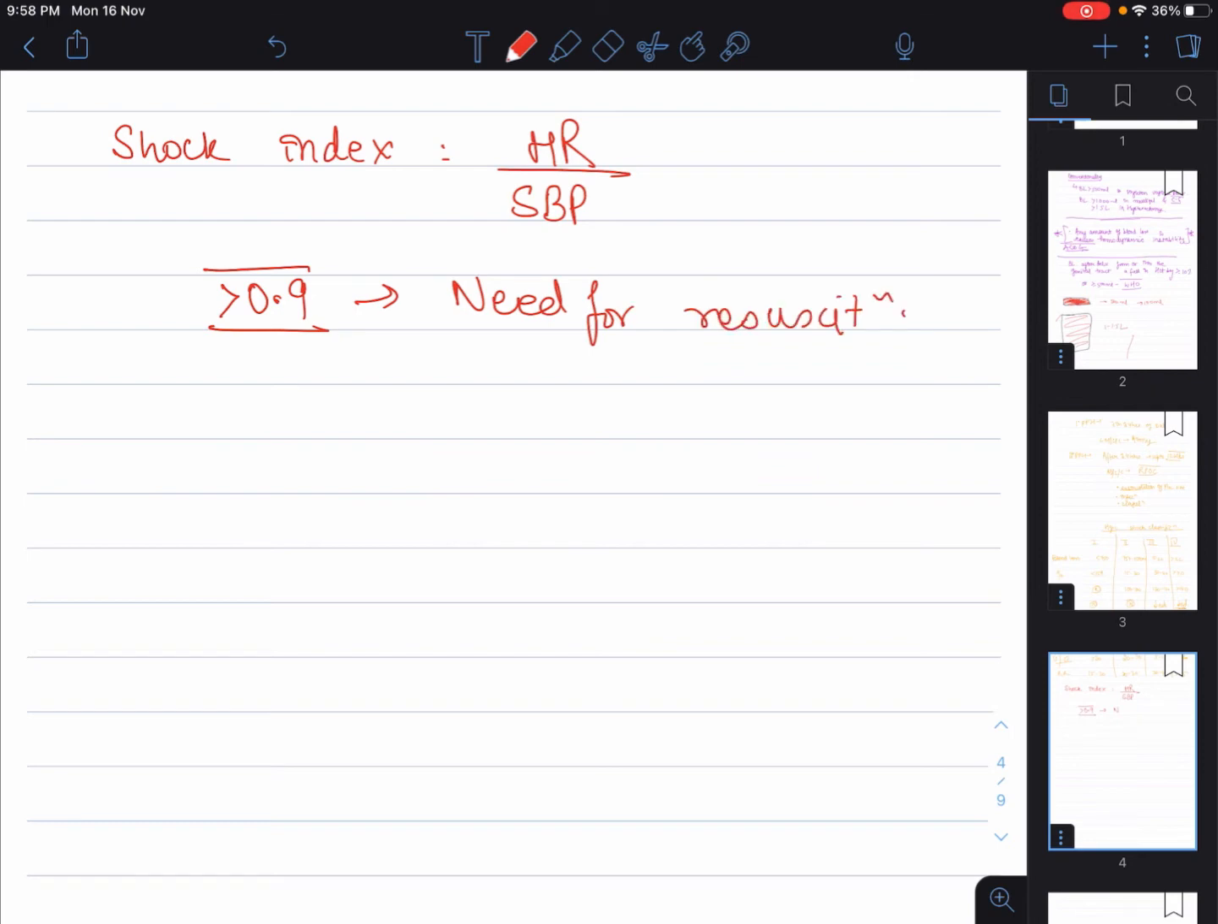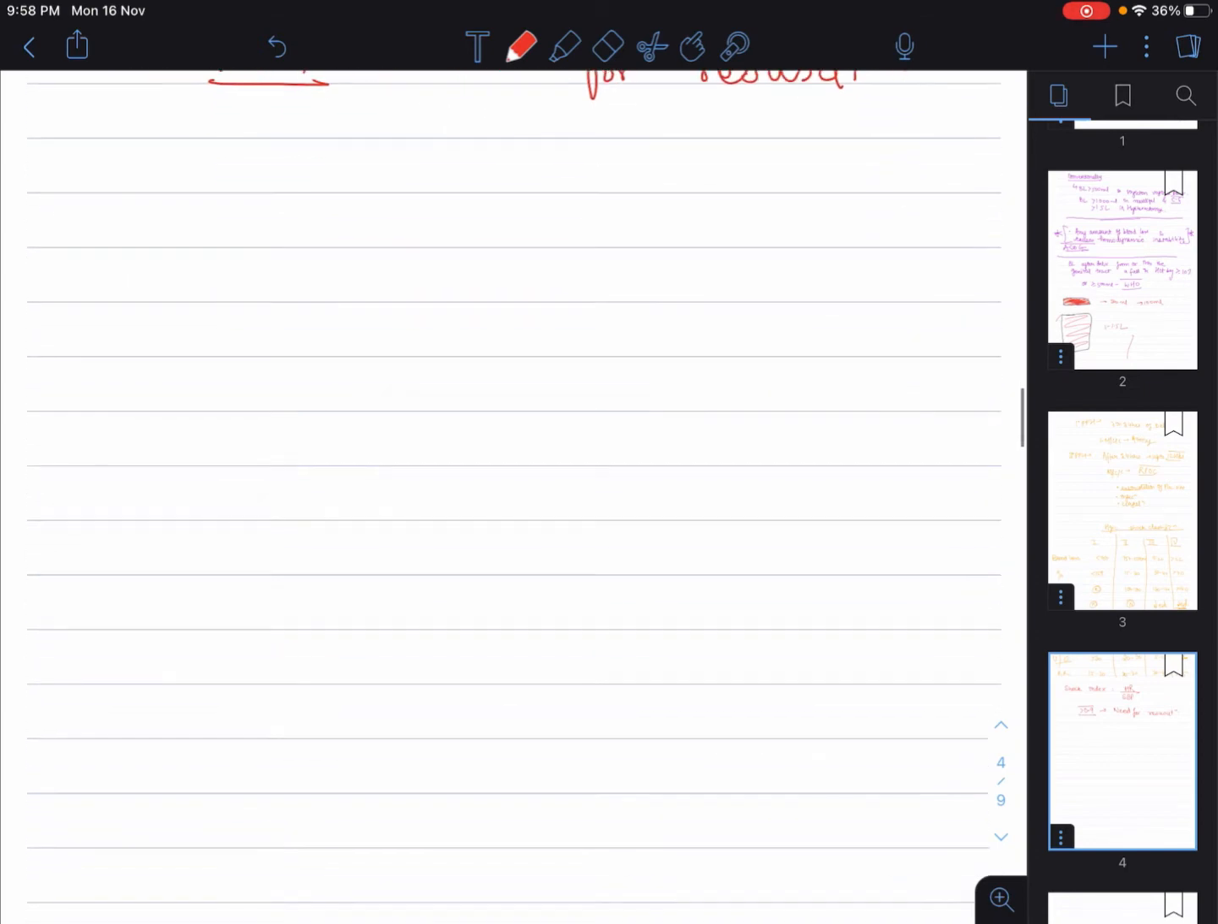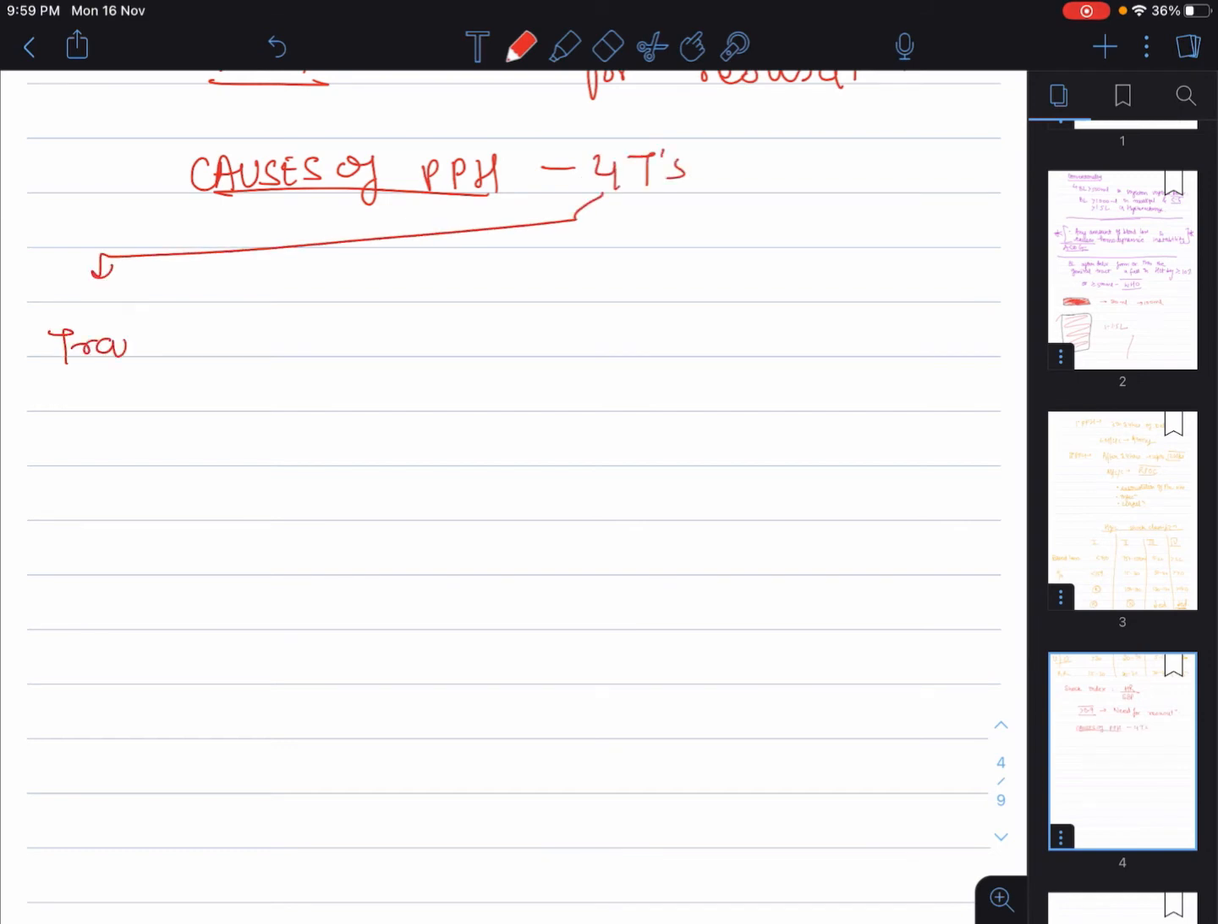Okay, right. So now that we have dealt with what is PPH, what is primary and secondary PPH, and the classification of PPH, we'll be coming down to the causes, right? As we all know, the causes of PPH can be divided into the 4 T's. What are these 4 T's? The first is trauma, then thrombosis, tissue, and finally tone.